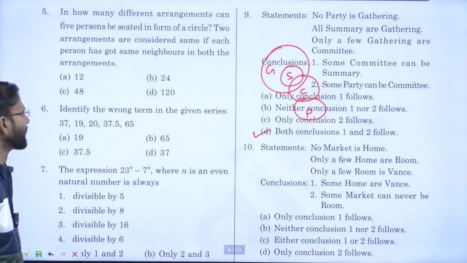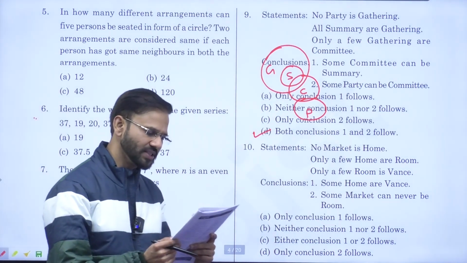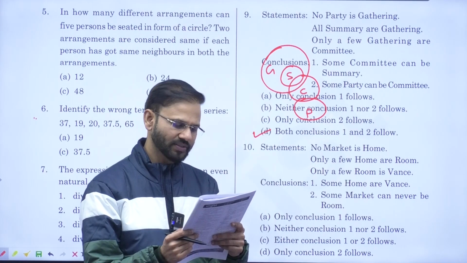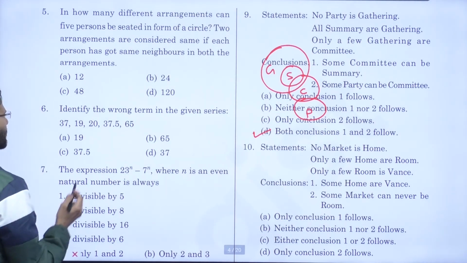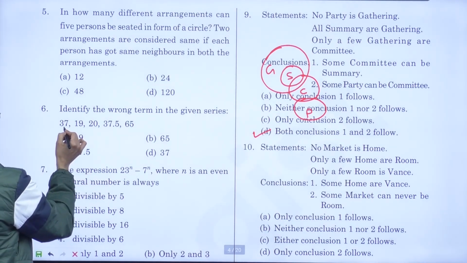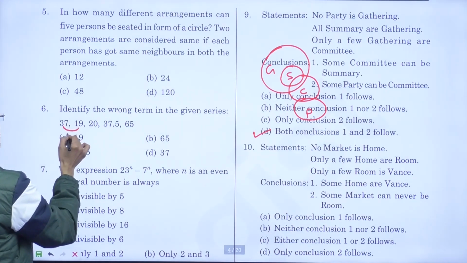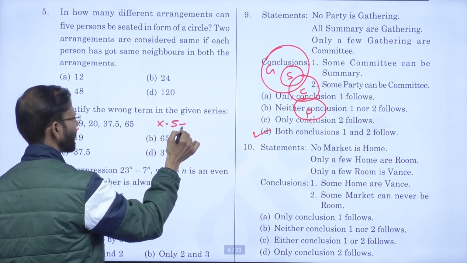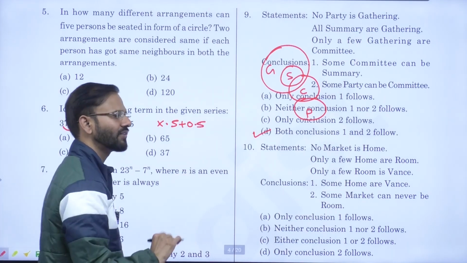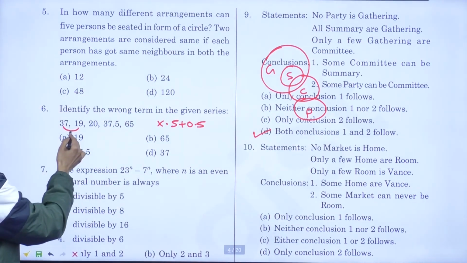Okay. All right. After that, question number 6. Everybody, question number 6 is saying identify the wrong term in the given series. 37, 19, 20, 37.5, 65. Wrong term. 37 into half, that is 37 into 0.5 plus 0.5. See everyone, 37 into 0.5 is what? 18.5 and plus 0.5 is 19. So this is into 0.5 plus 0.5.